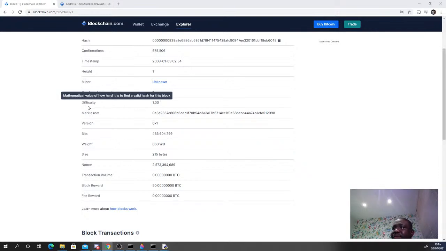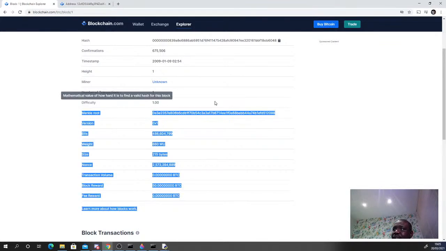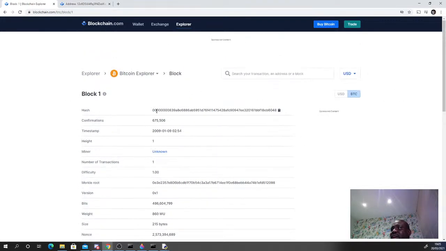Okay, so the difficulty is actually the most important thing. When you increase the difficulty, you increase the level of difficulty, so the way you can hash this value will be harder.